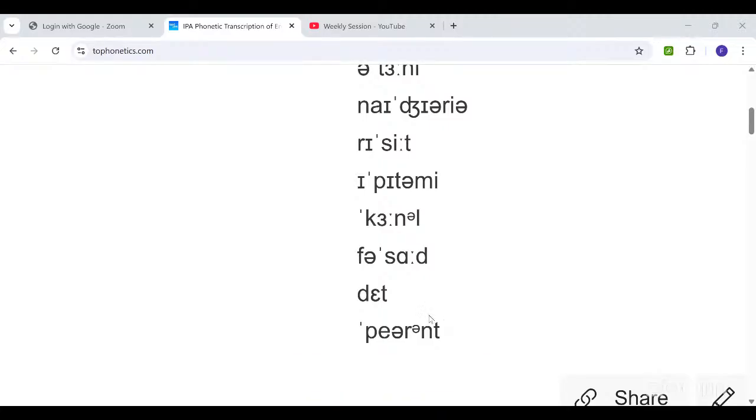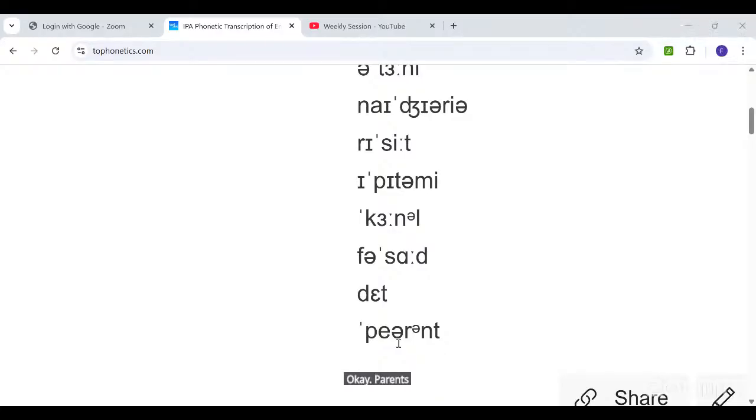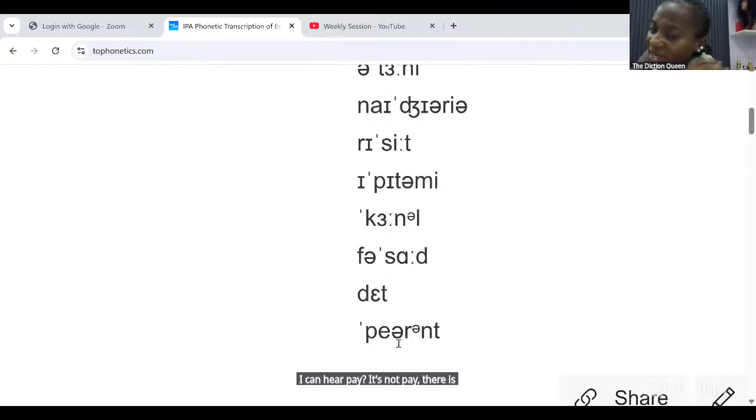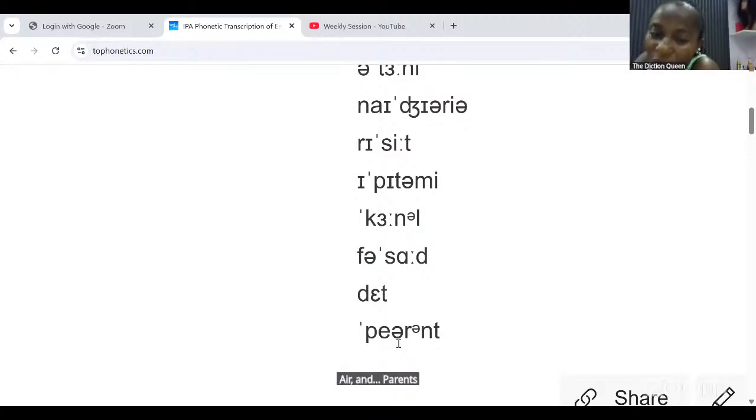Debt. Parent. I can hear "pay." It's not "pay." There is no A there. It is "air." Pair, parent. Again. Parent. Very well.